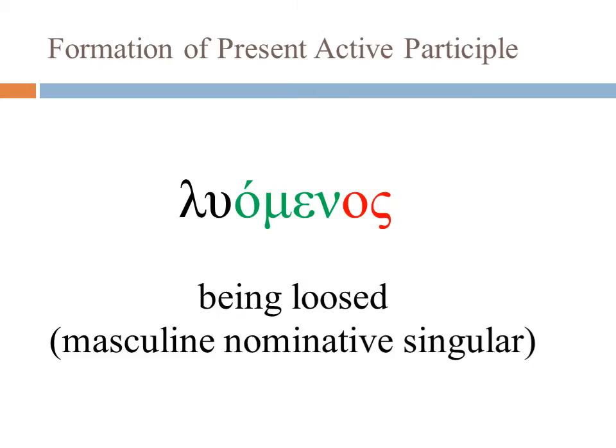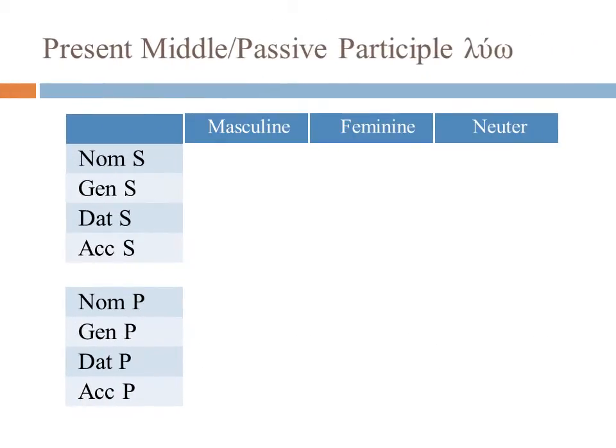So we're going to end up with luomenos, being loosed. And this is the masculine nominative singular. Look, all we care about is the ending here. And that, like logos, is the masculine nominative singular. And this men, amen, just tells us it is passive. The present middle passive participle of luo. We have luomenos, that omicron sigma. What I want you to do is just keep looking at the endings.